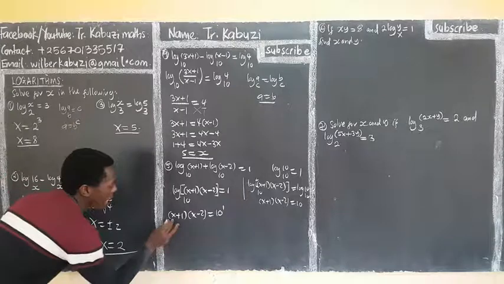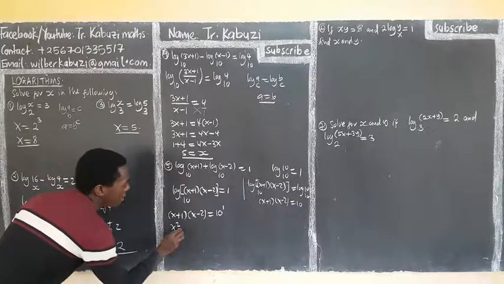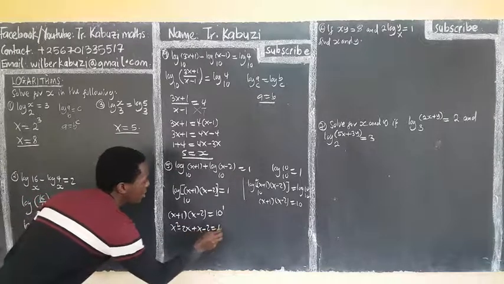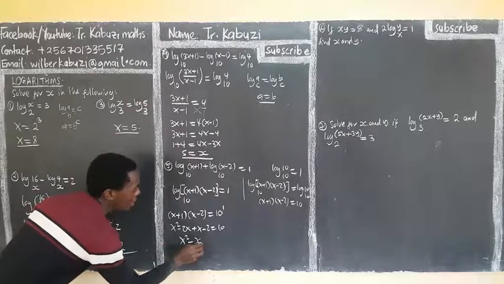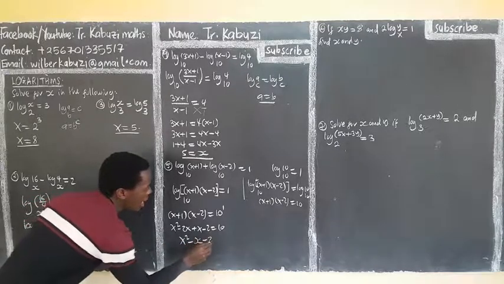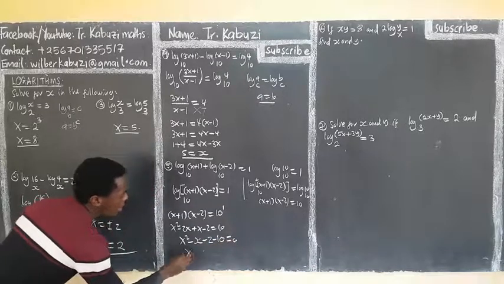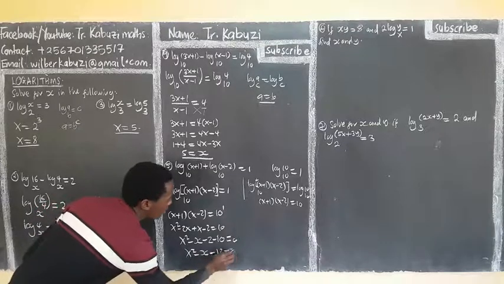So here we can multiply. This time with this we get x squared. Then this time with this we get minus 2x. Then this time with this we get x minus 2, equal to 10. So this will now be x squared minus x minus, when I bring this beside it becomes minus 10, equal to 0. So this will be x squared minus x minus 12 equal to 0.